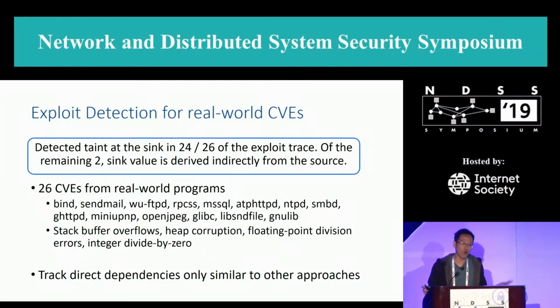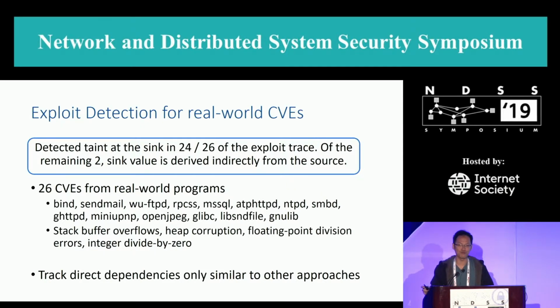Next, you might say that, yes, it doesn't overtaint, but it might undertaint so much that it's not useful in the real world. So we selected 26 CVEs from real-world programs. These CVEs cover a wide range of vulnerabilities, and the taint propagation policy that we chose is to track direct dependencies only. This is similar to other approaches, and the result is that we are able to detect taint on 24 out of 26 of the exploit traces.